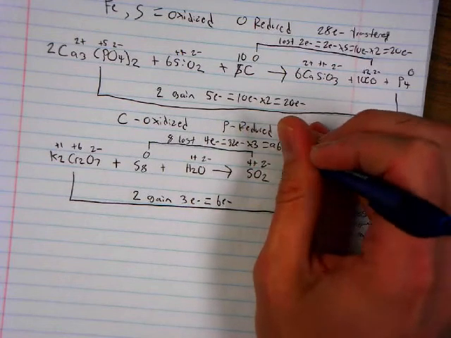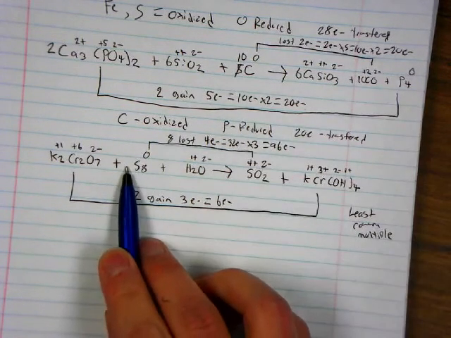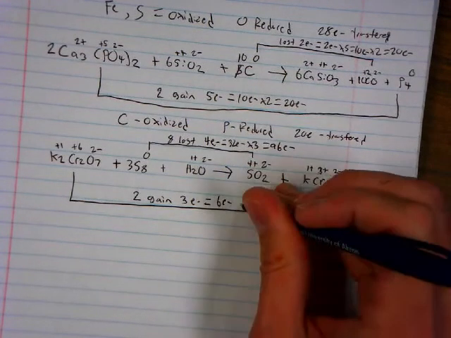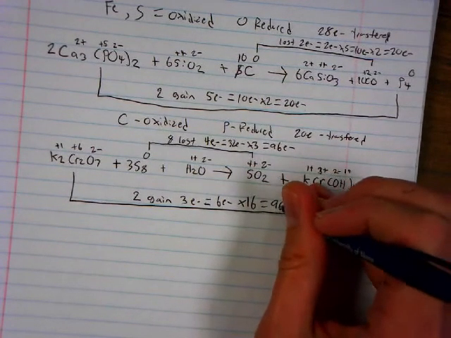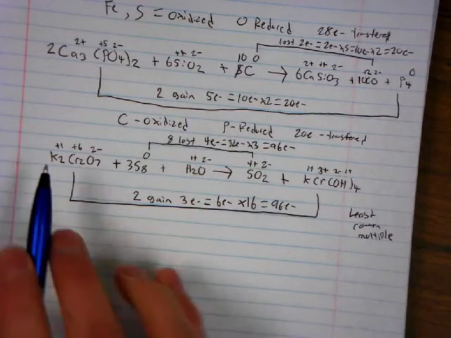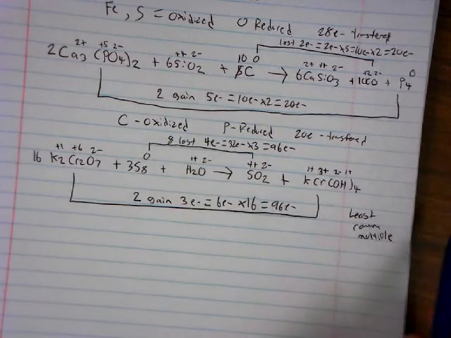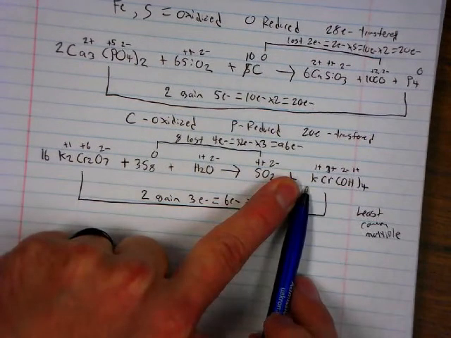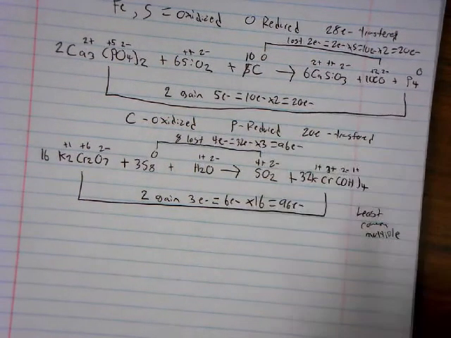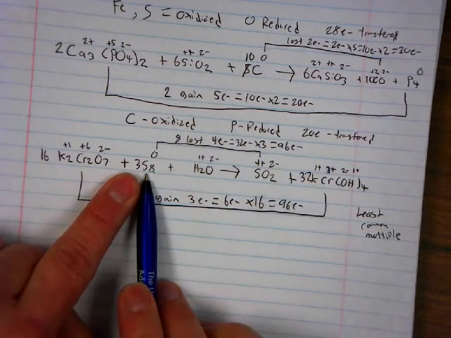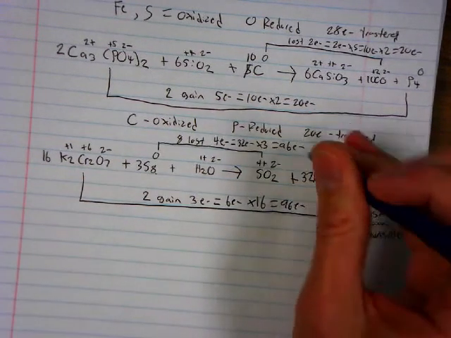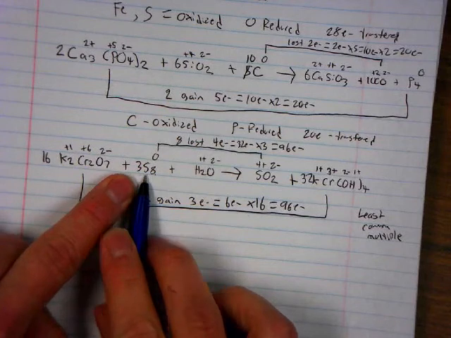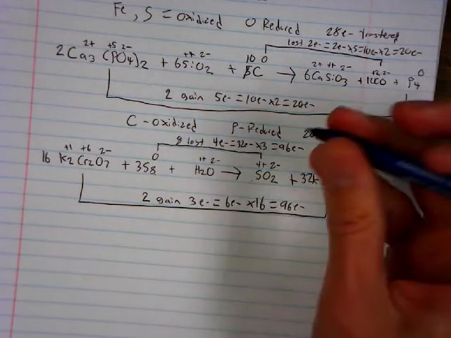And then on the board I wrote least common multiple. The least common multiple between 32 and 6 is 96. So 32 times what gives me 96? 3. Times 3 gives me a total of 96 electrons. So what coefficient goes here? 3. And 6 times what gives me 96? 16. Times 16 gives me a total of 96 electrons. So what coefficient goes here?